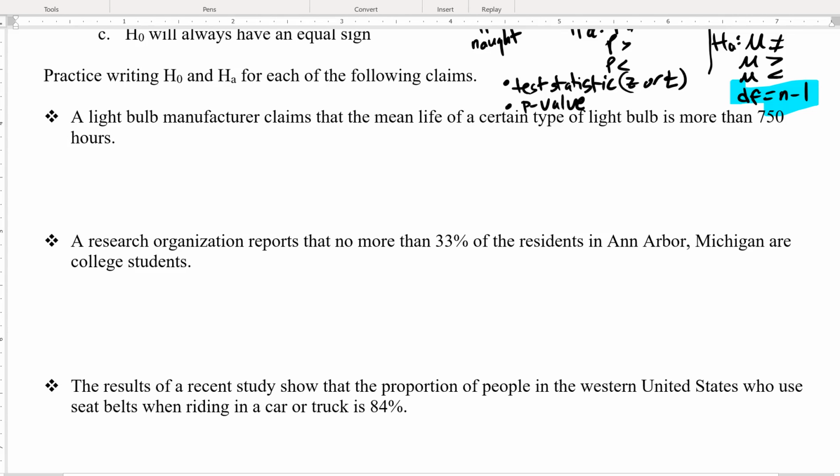Okay? So a light bulb manufacturer claims the mean life is more than 750 hours. So what they're going to want you to do is set up a null and alternative hypothesis. First of all, am I going to be dealing with a mu or a p? Am I dealing with a mean or a proportion? There's a hint right here when they said mean life. So since we're dealing with the mean life of the battery, we would use mu. That will go for both of them. You have to include that parameter symbol.